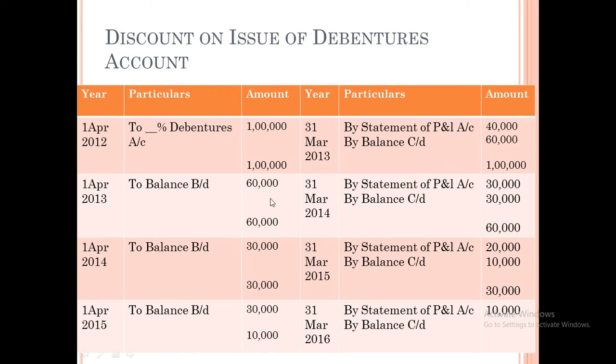Now this balance of 60,000 comes down to next year, and in the second year we are writing off 30,000 according to the previous table. According to that table, every year we will write off the amount: 40,000 first, then in the second year 30,000, then in the third year 20,000 and in the last year 10,000.